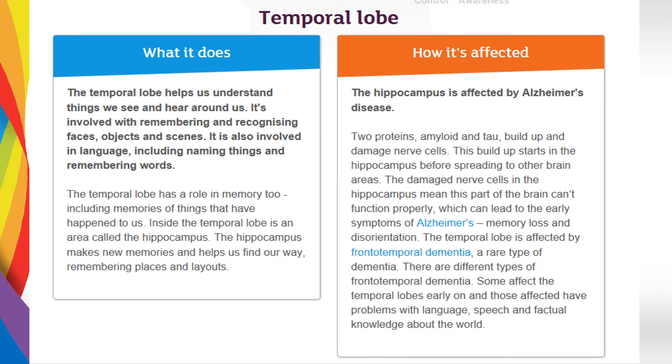So here's some more information about the temporal lobe and what it does and how it can be affected by dementia. Please pause this slide here to have a read of this slide.